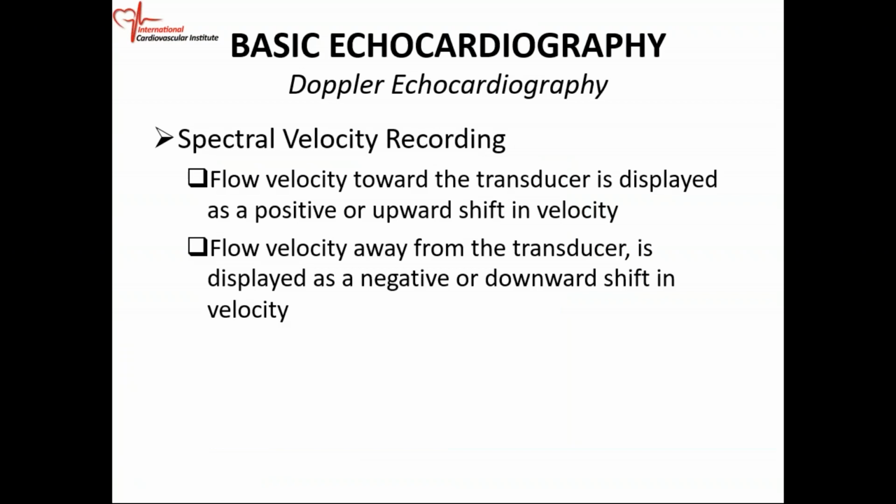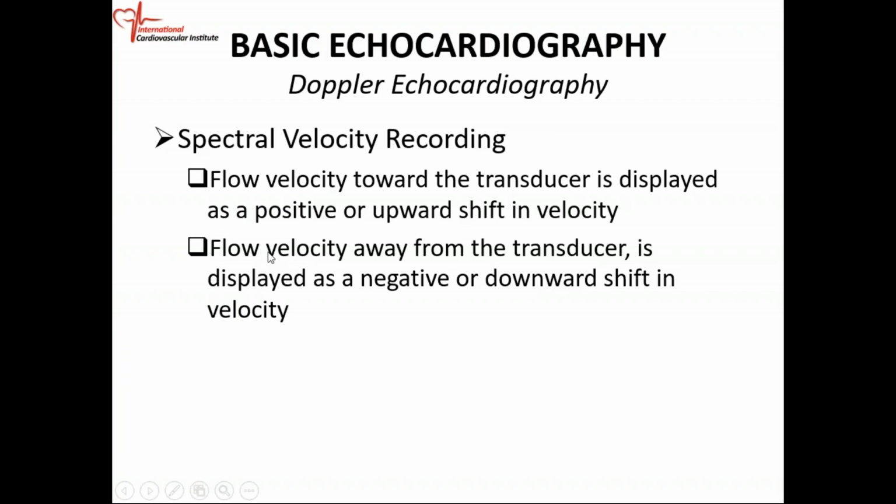Another important observation is that when you look at your spectral velocity recording, if you have movement, whether it's blood or tissue, towards the transducer, that velocity is displayed as a positive or upward shift. What we mean by that is the spectral recording is going to be above the baseline, because you have an upward shift in the velocity. Remember, we said that anything that moves towards the transducer, the received frequency is going to be increased. So that is displayed as an envelope above the baseline, and we'll show you what that means.